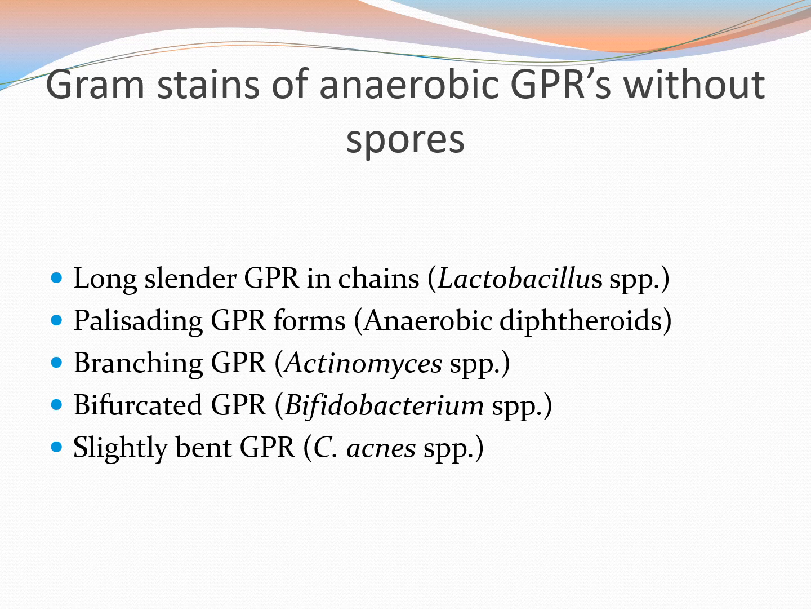Some of the most interesting gram stains are those of gram-positive rods that are anaerobes without spores. For example, lactobacillus is a long, slender gram-positive rod in chains. It looks very similar to lactobacillus, that's an anaerobe. We also have anaerobic diphtheroids, which are palisading gram-positive rods. Those could also be described as Chinese letters. We have branching gram-positive rods, and that would include organisms such as actinomyces.